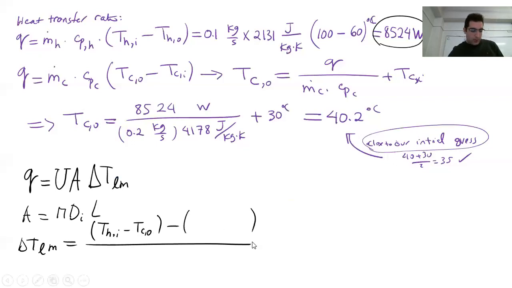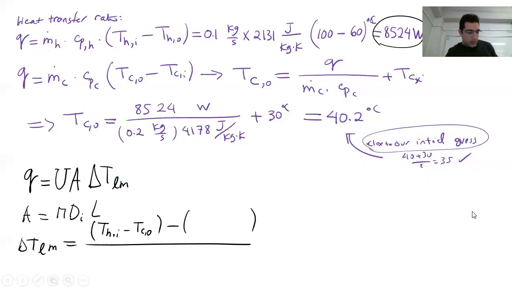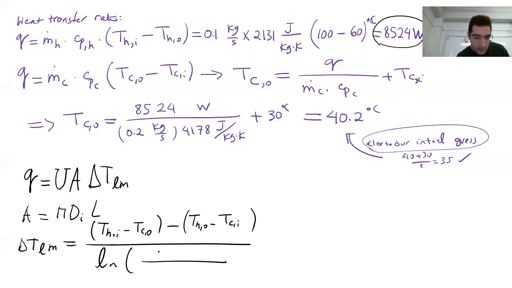At location two, we have 60 minus 30, or hot fluid outlet minus cold fluid inlet. So I have hot fluid outlet minus cold fluid inlet, divided by the natural log of the first term, which is T_HI minus T_CO, divided by the second term, which is the second parenthesis.